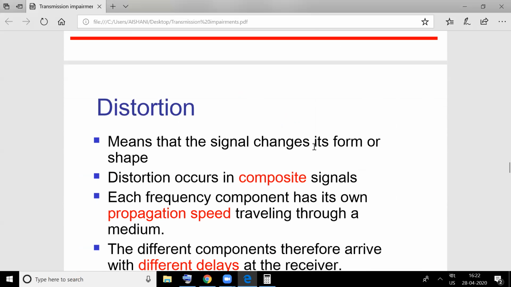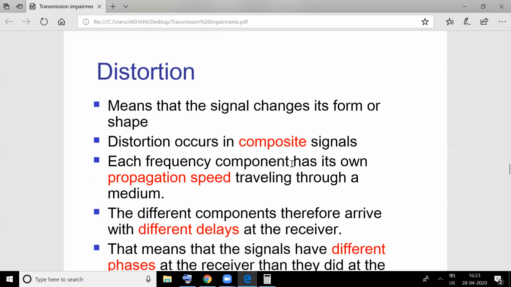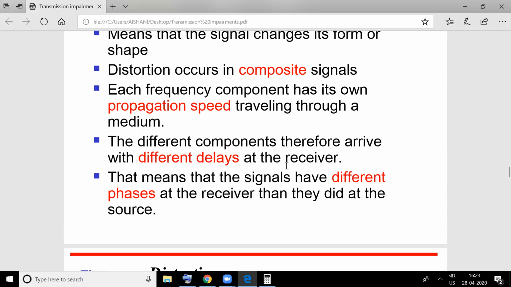Now we come to the second signal impairment, that is distortion. Distortion means the signal changes its form or shape. Signal properties somehow change. Distortion occurs in a composite signal. Each frequency component has its own propagation speed traveling through a medium. The different components therefore arrive with different delays at the receiver.